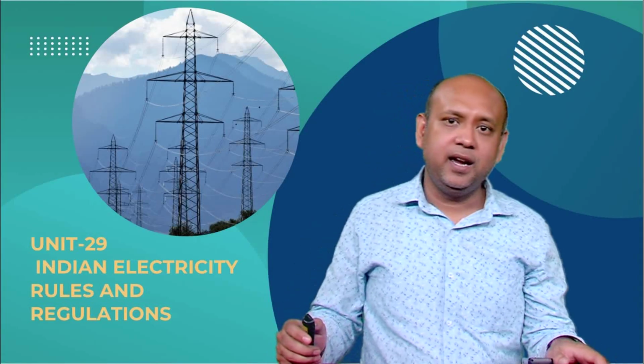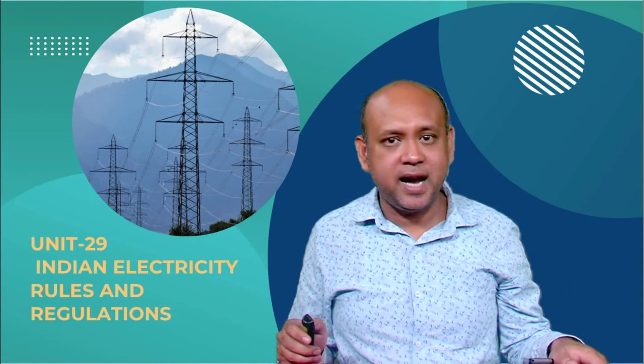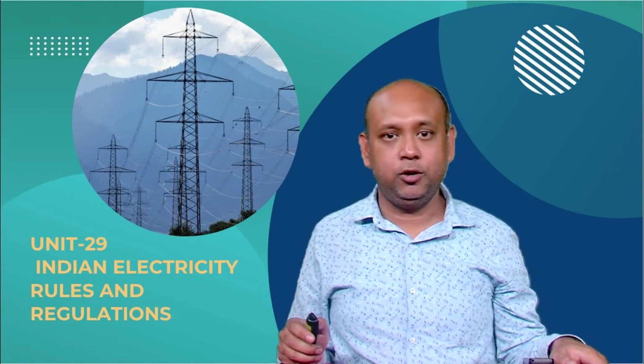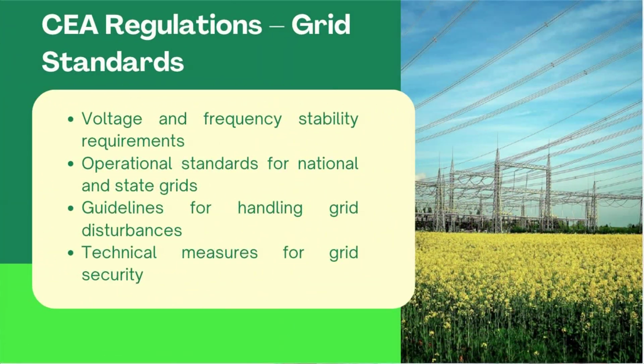So the CEA has also established grid standards that all entities must follow. These include voltage and frequency stability requirements, operational standards for national, regional and state grids, guidelines for handling grid disturbances and blackouts, technical criteria for maintaining grid security and resilience.